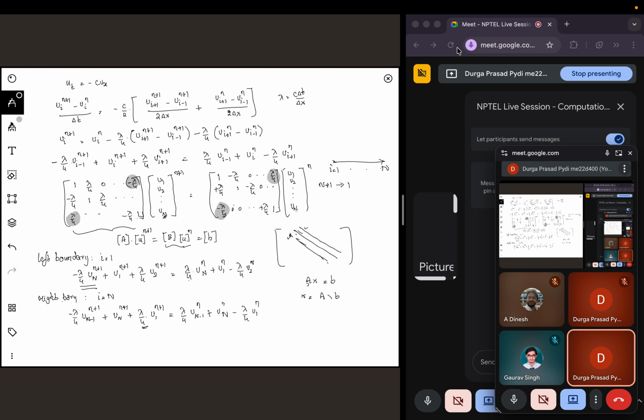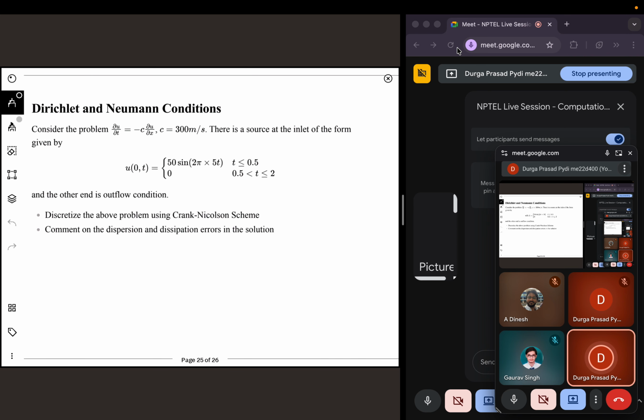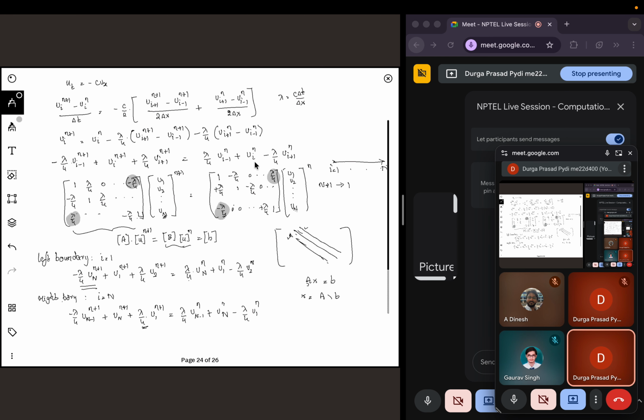Okay. Then we'll just do a small thing. This is just to show the dispersion and dissipation errors. Let's take the same problem as follows. The only thing is now how to handle different kinds of boundary conditions. Previously I gave a periodic boundary condition, but usually we'll have problems with Dirichlet, Neumann or mixed conditions. Let's say we have a different kind of condition. Then how does this formulation change? This remains the same. The only difference is how your left and right boundaries are treated.